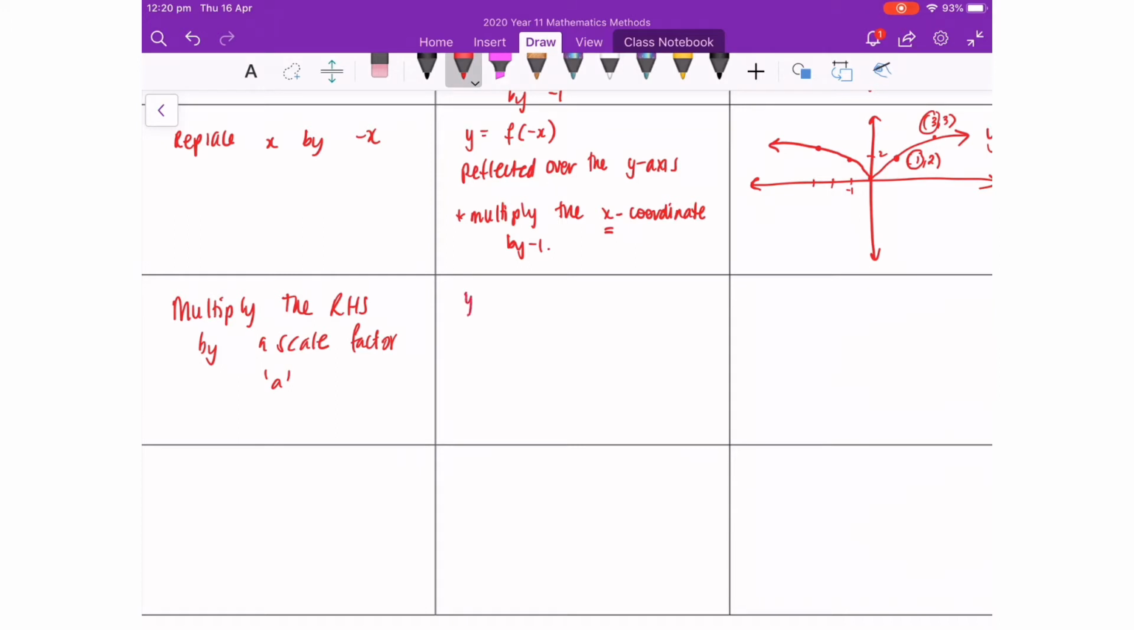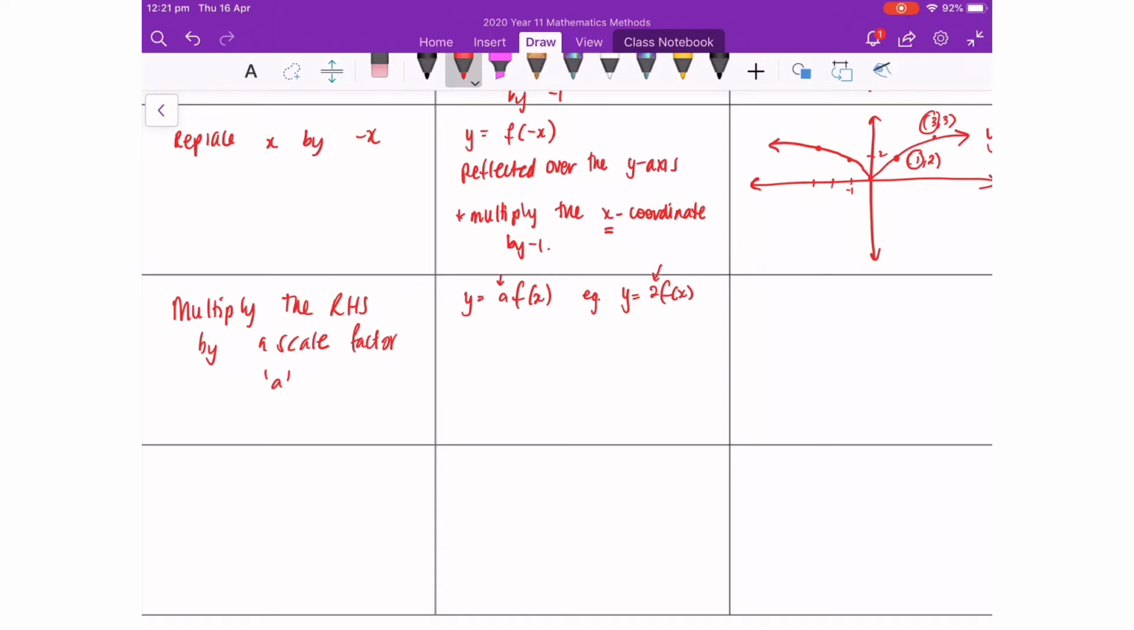So what happens when your graph looks like this, when you've got a number in the front? For example, you can have y equals 2f(x), where 2 is now a scale factor. You might see this in quadratics, where you've got y equals a(x - 2)(x - 3) or something like that. The a you usually see is your scale factor, and that tells you whether your graph is wider or narrower. That's the dilation we're talking about, and it's parallel to the y-axis.